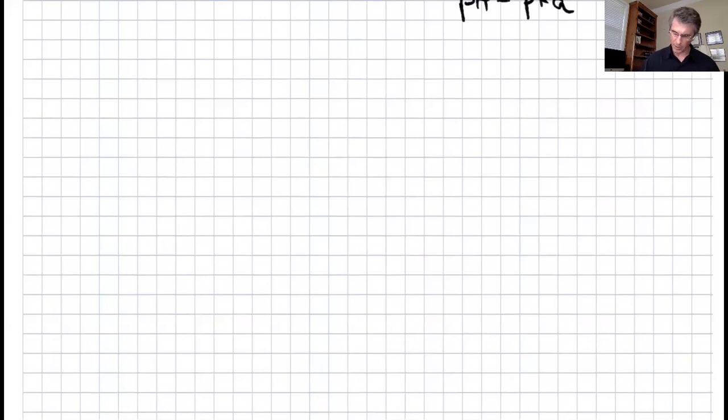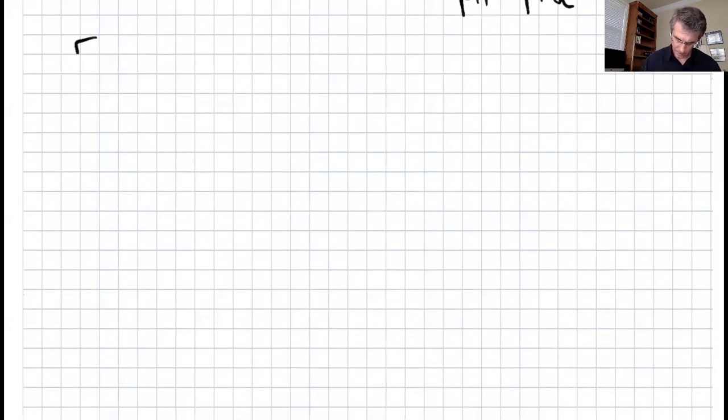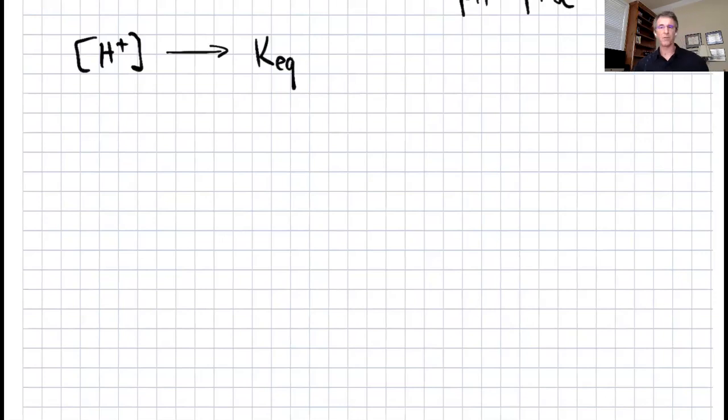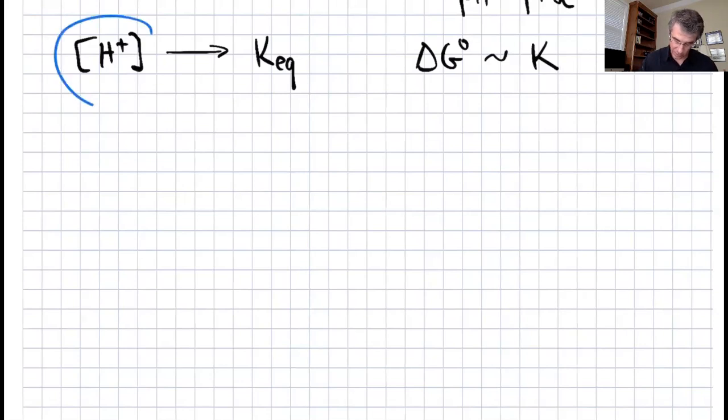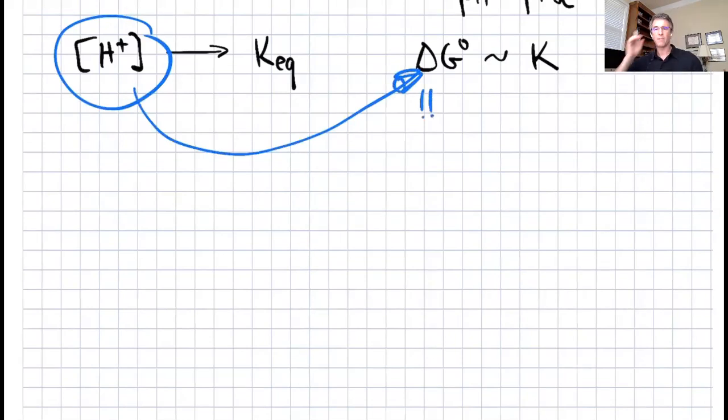Okay, so one final point. Since, as I just mentioned, the concentration of protons can have big effects on the equilibrium constant for reactions where a proton is a reactant or a product, and because the free energy is also proportional to the equilibrium constant, the hydrogen ion concentration, or the pH of a solution, can have big effects on the free energies that are measured, right?